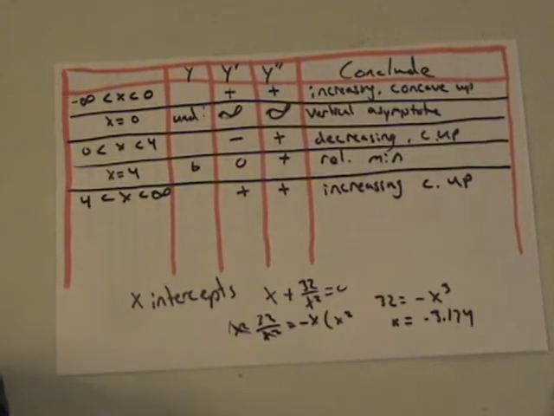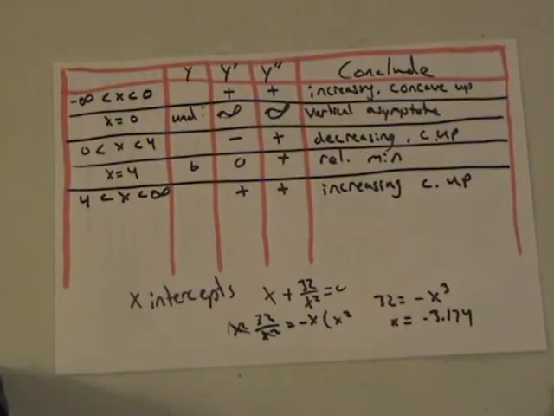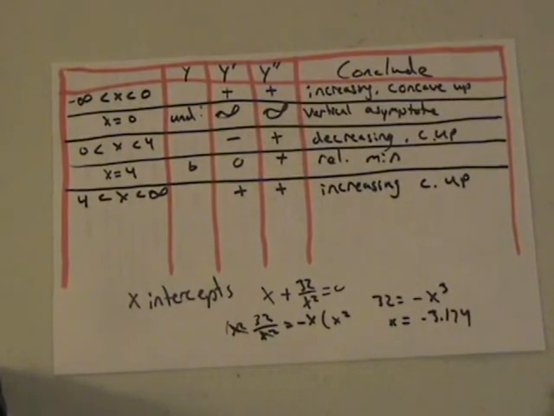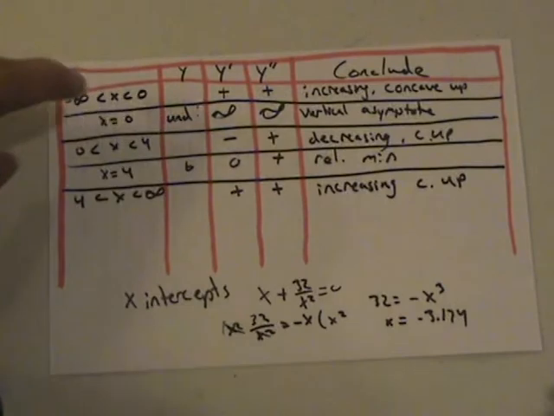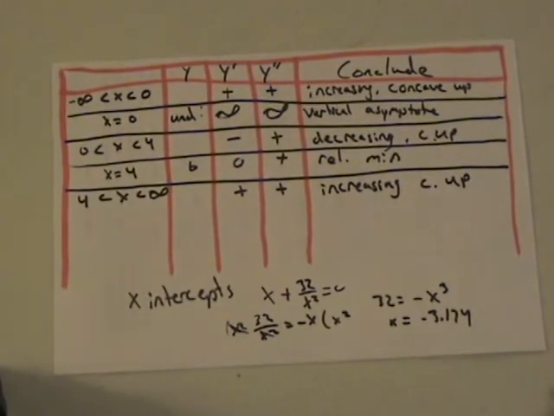So from negative infinity to 0, we see that both the first and second derivative are positive. What does that tell us? Positive first derivative says it's increasing, and positive second derivative says it's concave up.